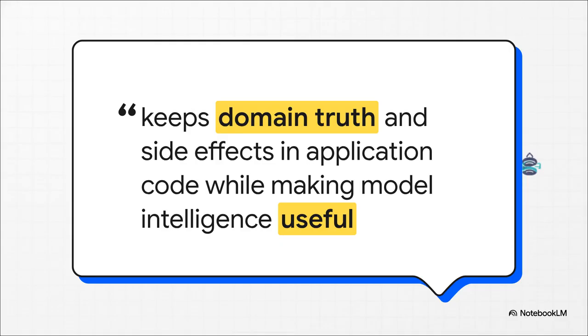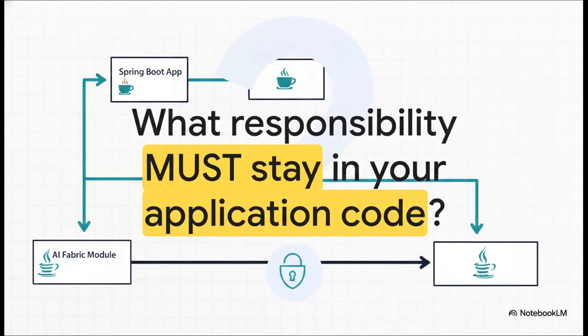As we wrap up this explainer, I want to leave you with a bit of a challenge. Take a look at the Spring Boot application you're working on today. What's one requirement that could really benefit from an AI Fabric module? And even more importantly, as you map out that strict ownership boundary, what responsibility absolutely must stay locked down in your application code? Think it through, map it out, and maybe start with a tiny proof of concept. You'll be well on your way to building truly production-oriented AI workflows.